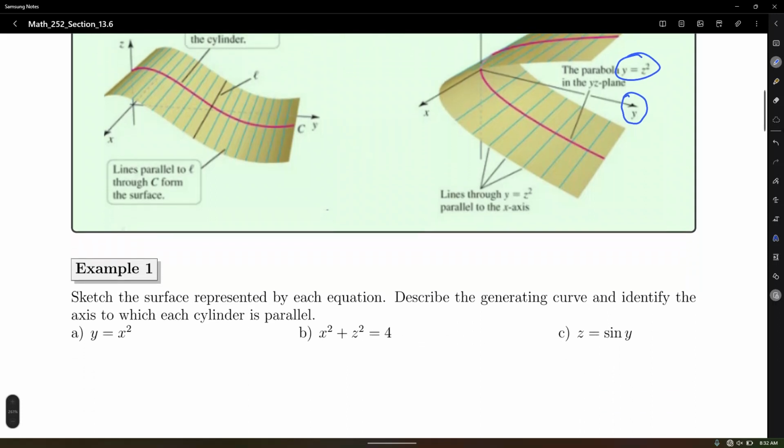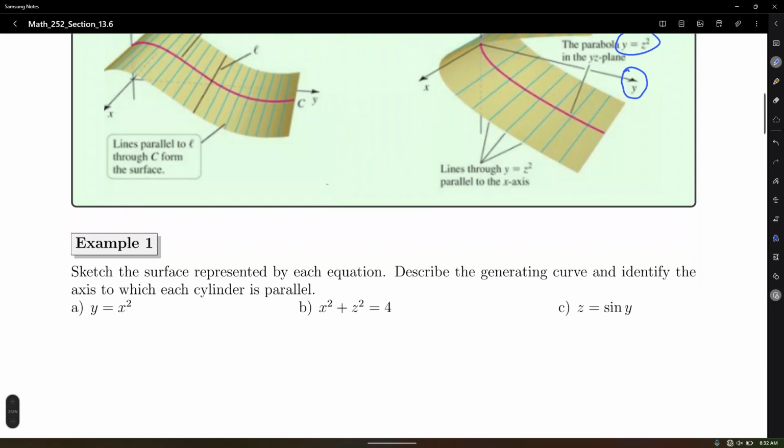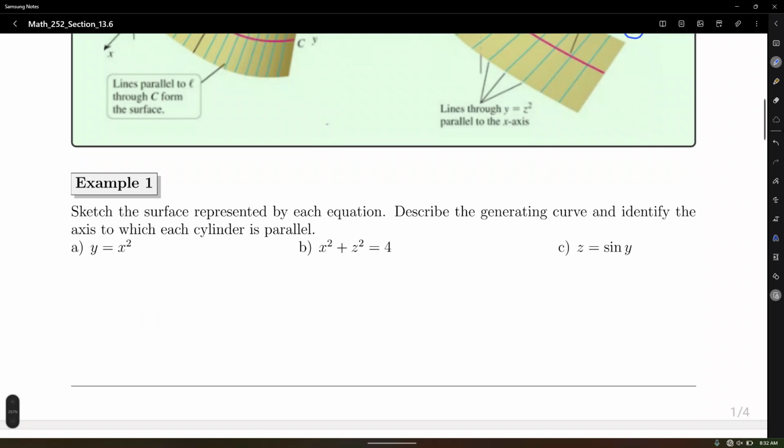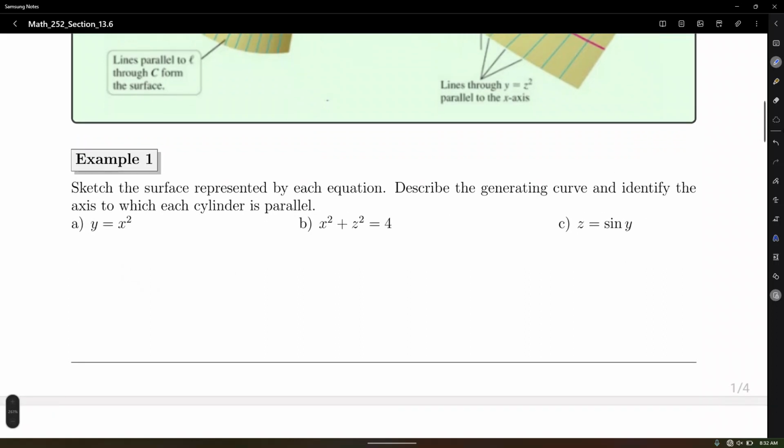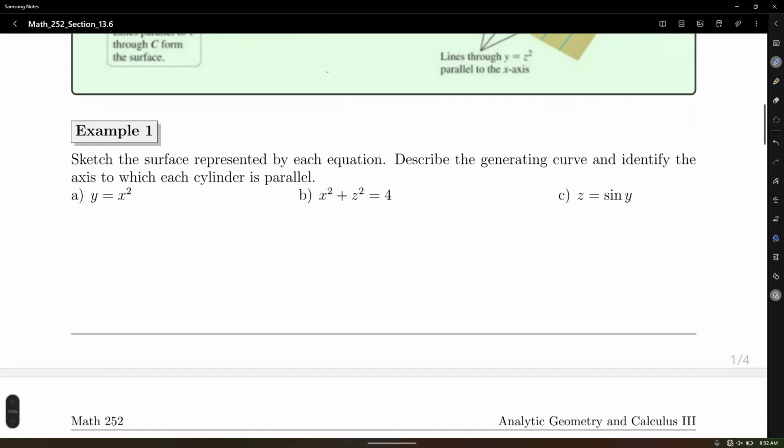Okay, let's draw this by hand. Let's do some of this. Let's sketch the surfaces represented by the given equations, describe the generating curve and identify the axis to which each cylinder is parallel. Okay, so here it is. y equals x squared. This is just the basic parabola you know from algebra, right? But we need to turn this into 3D, okay?